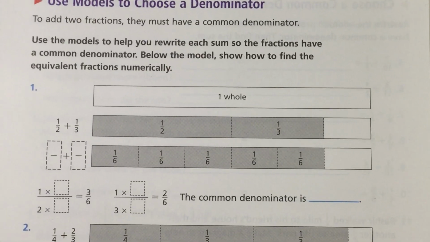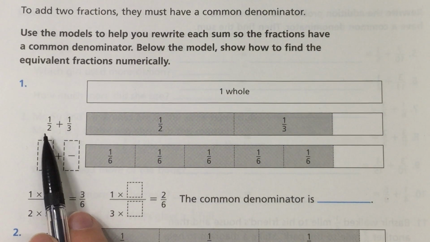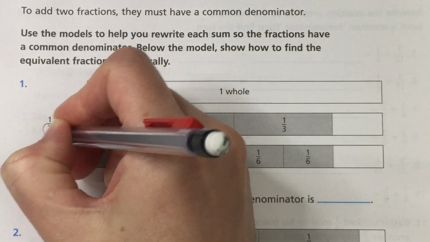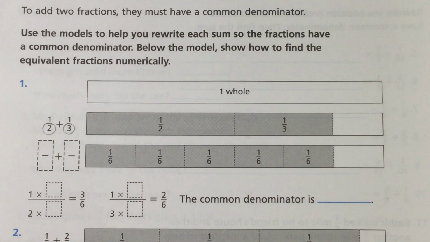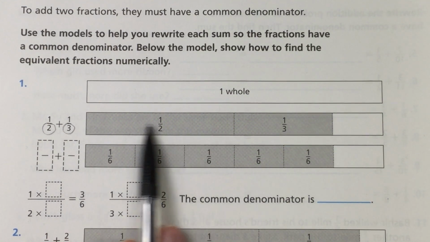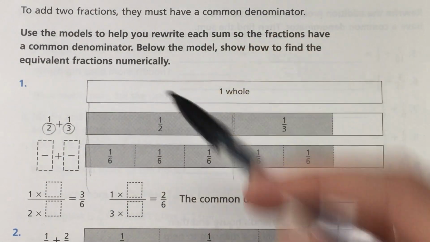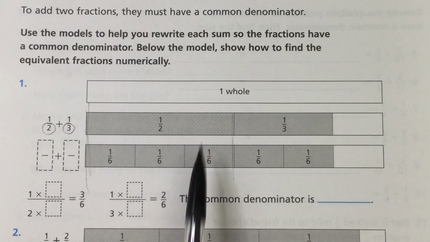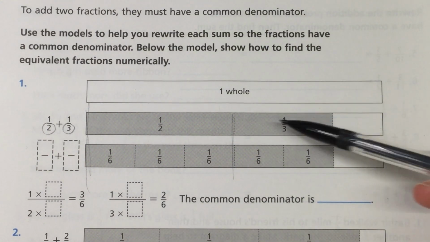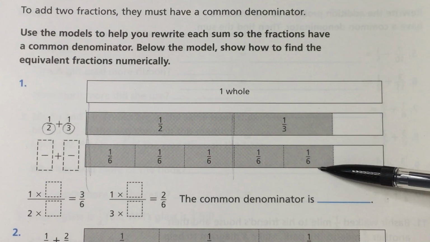Okay, so I'm going to zoom this in just a little bit here. We're adding 1/2 and 1/3. So right away we see that these two bottom numbers, the denominators, are not the same. We have to change them. We have to figure out what can we do to make them the same. So if I'm looking at 1/2, this model shows me how many sixths would be in 1/2. And then if I look at 1/3, I can see how many sixths would be in 1/3.